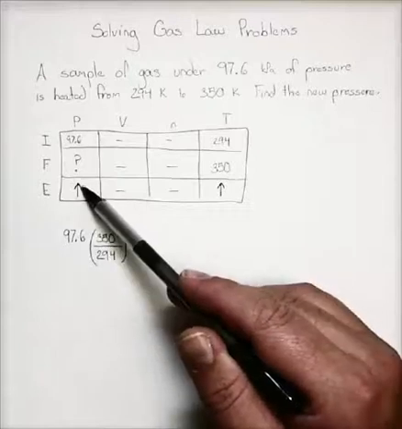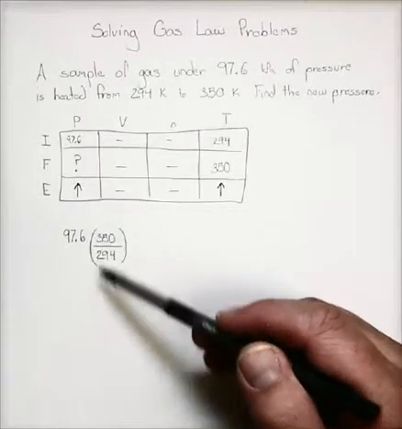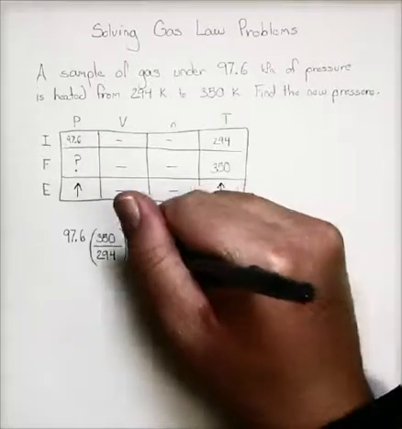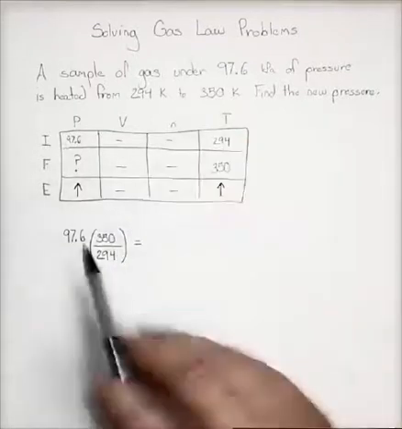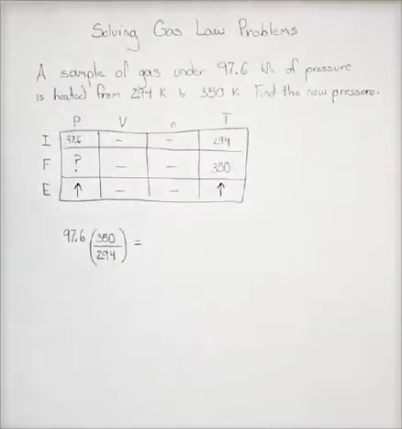If this pressure were to go down, then we would want to multiply by the small one and divide by the big one. But in this case, we take 97.6 times 350 divided by 294. And this is a job for a calculator, no doubt.